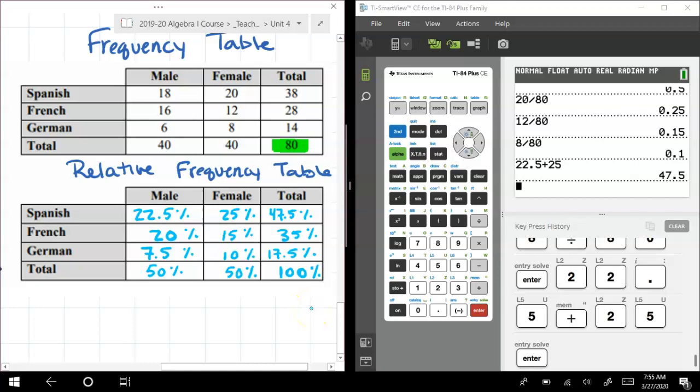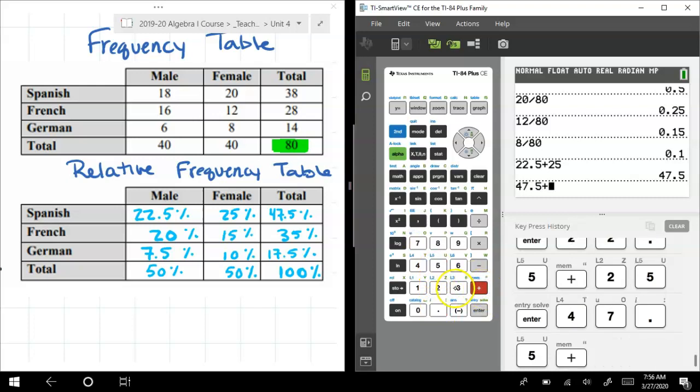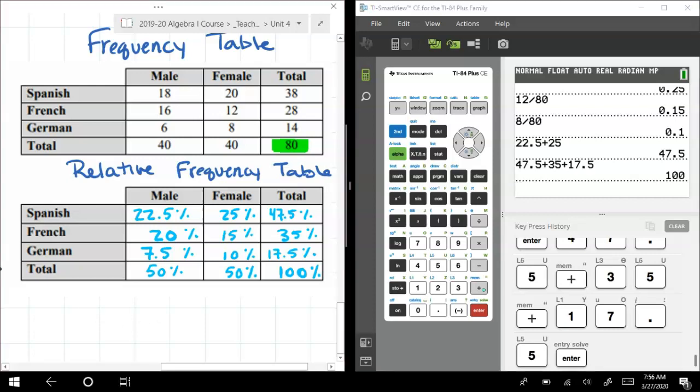And the relative frequency table should always add up the totals to 100%, like 100% of the data. So all these values are out of 80. I know that 50 plus 50 is 100. I'm going to check the 47.5, 35, and 17.5. And they do all add up to 100. So I know my relative frequency table is complete. So all of these numbers out of 80 times 100 turns them into a percent. So the relative frequency table is the same data as percents.